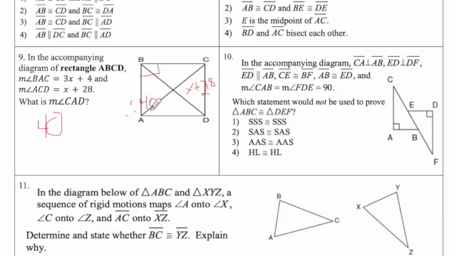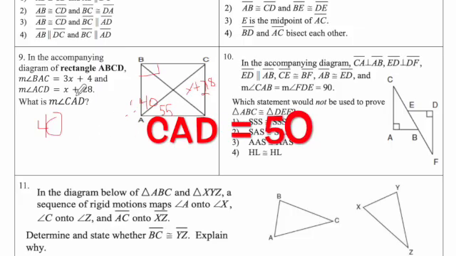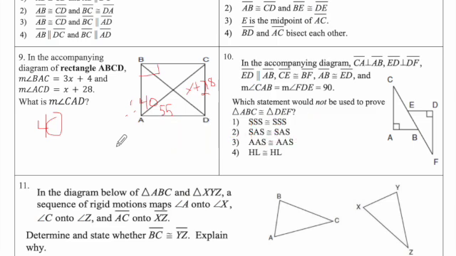Okay, that would mean that this angle here is 55. I feel like that's got to be wrong. Why would they set it up like that? It says 12. All right. So CAD equals 55.